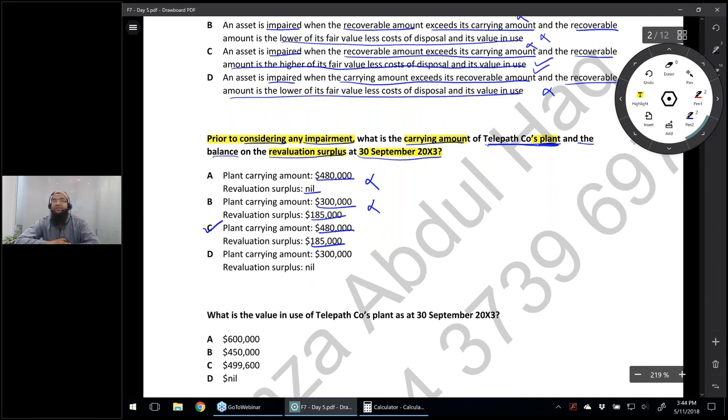Any confusion in this? We have calculated the depreciation, we have calculated the revaluation, and then we have calculated the depreciation again after revaluation.